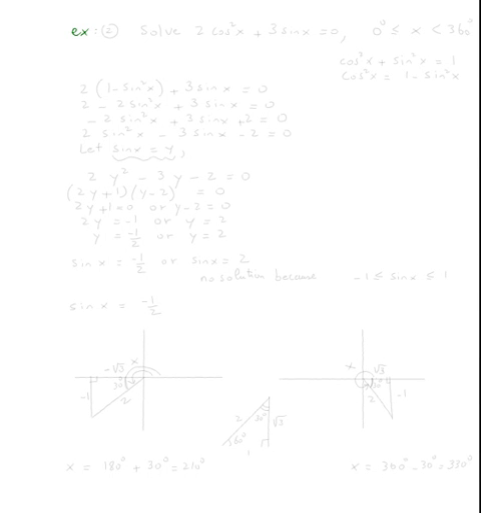Example 2. Solve the equation 2 cosine square of x plus 3 sine x equals 0, and x is between 0 degrees and 360 degrees.